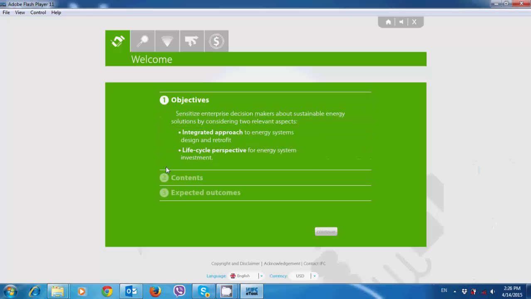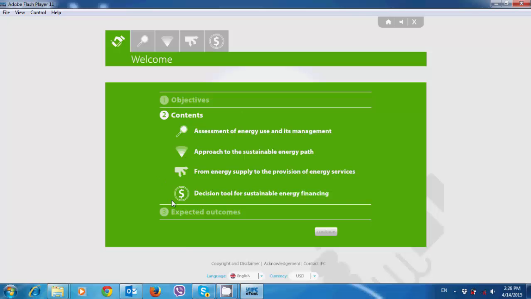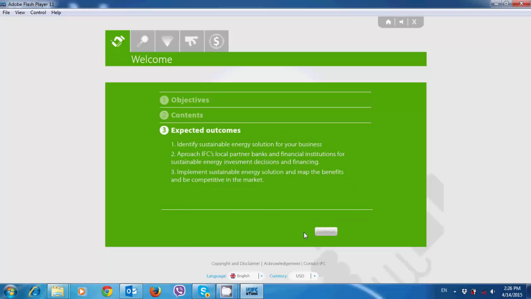This e-tool was conceived to create awareness among enterprises. This e-tool contains core sections. I will take you step by step through each of these sections. After going through the different sections of the IFC SES e-tool, we hope you will have a good grasp of it.